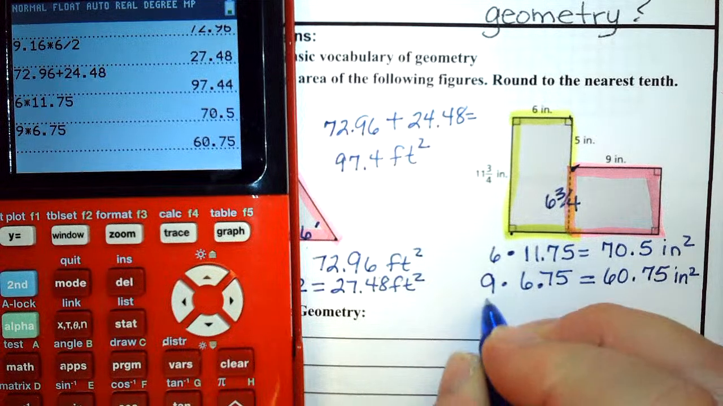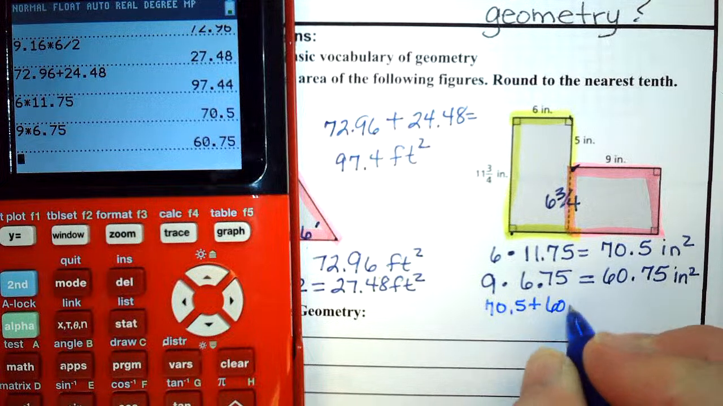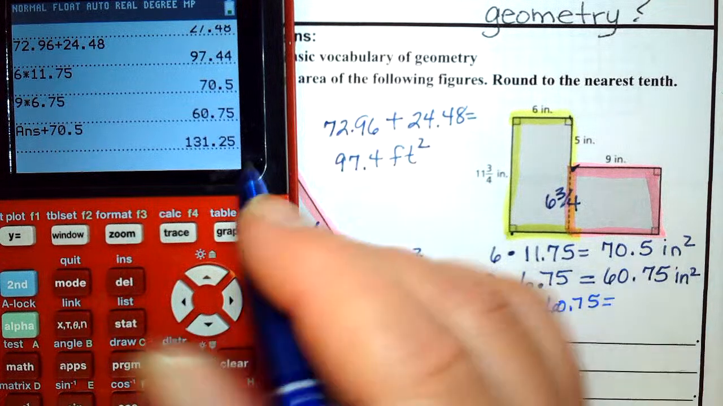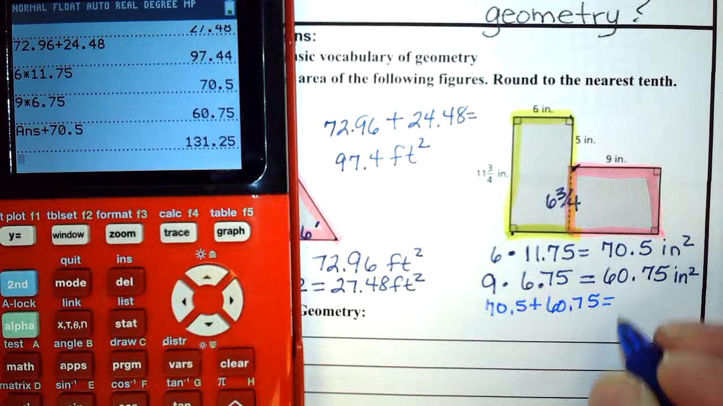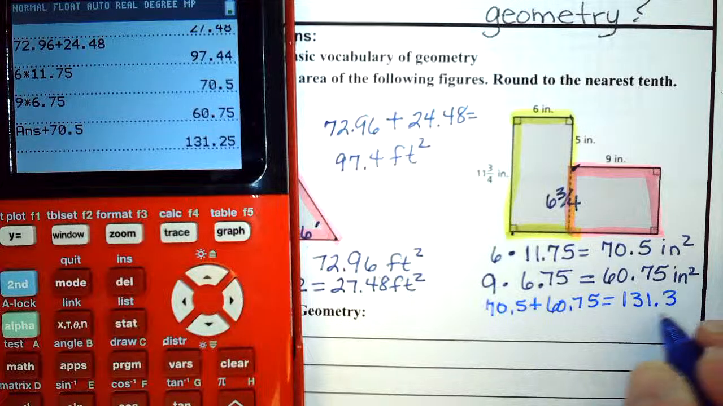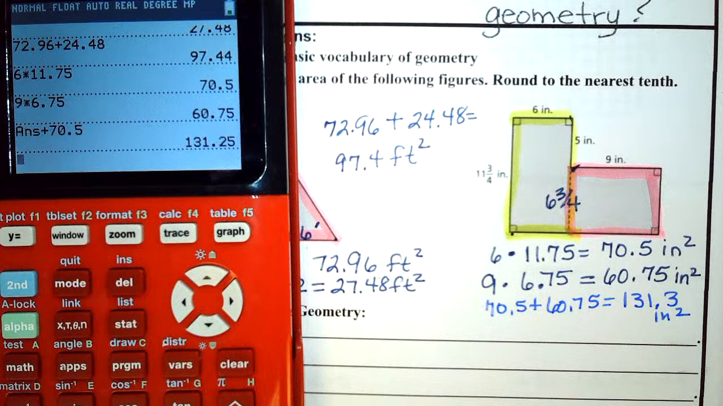So 70.5 plus 60.75, and I get 131.25. That would round up to 131.3 inches squared. Any questions? If you got the right answer, good for you. That means you're remembering key concepts.